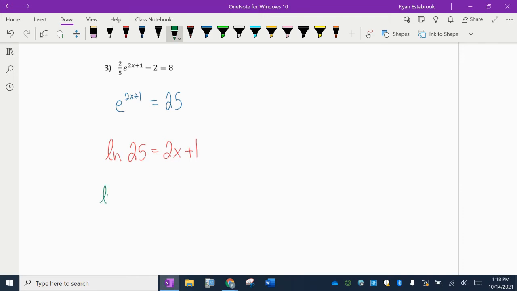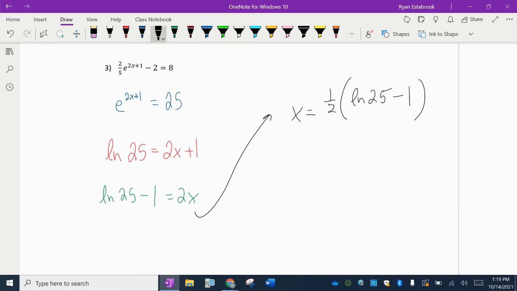Check the 1. So ln of 25 minus 1 is equal to 2x. One more step, what would you do to both sides? Divide by 2. So x equals the ln of 25 minus 1, divided by 2. I could say times 1/2. I could distribute that to both of them.